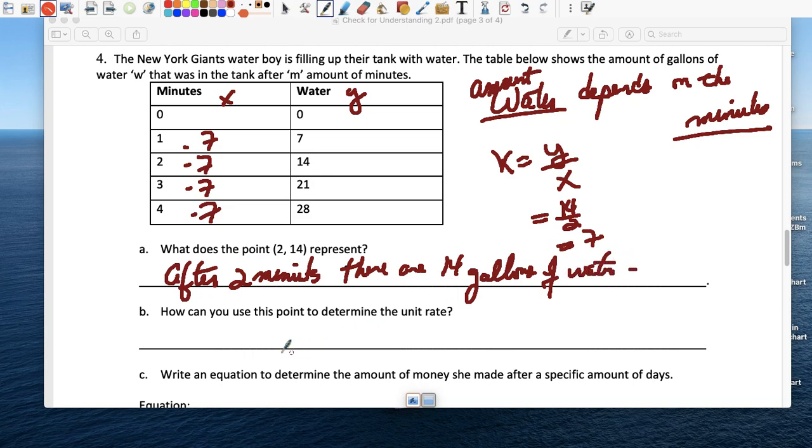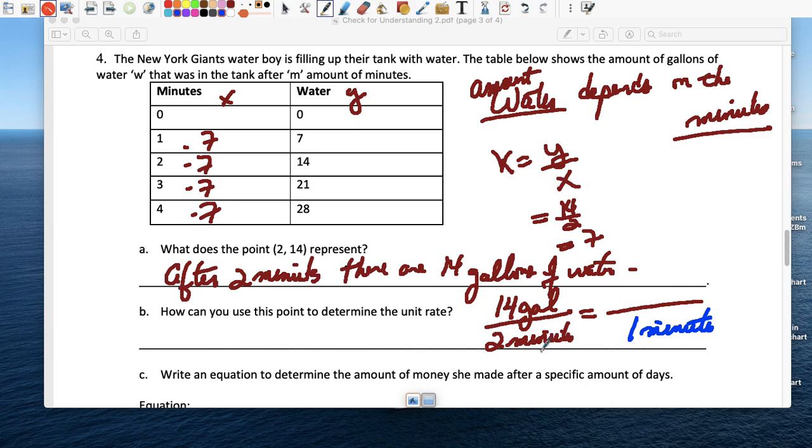Okay. How can you use this point to determine the unit rate? Well, if you write the unit rate, let's write it as a fraction. 14 gallons over 2 minutes? That is just a rate, right? The unit rate is simplified so that the denominator is 1. How do I get that 14 over 2 as an equivalent ratio where it's over 1 minute?